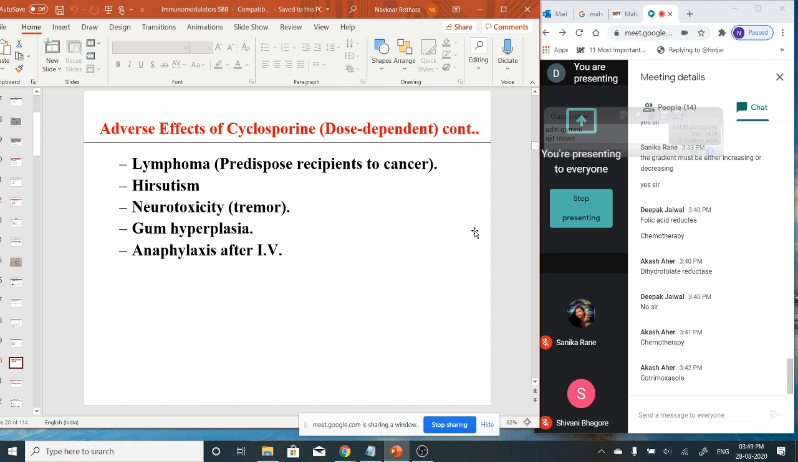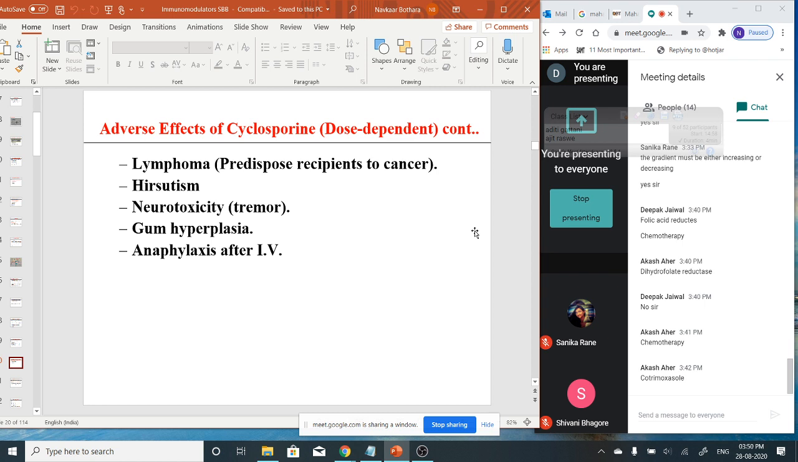Other ADRs are, it can cause lymphoma, particularly in those who already have a higher probability. It can also cause hirsutism, nephrotoxicity, neurotoxicity like tremors, gum hyperplasia, and anaphylactic reaction can be there. See, again, this is very strange. If somebody asks, there is a chance that people may not be able to answer this.